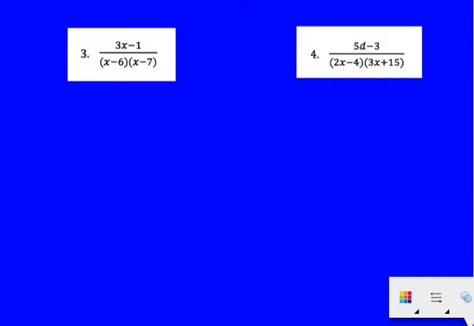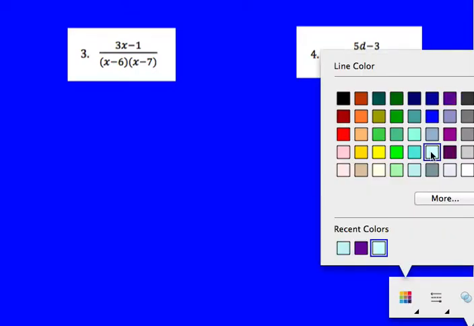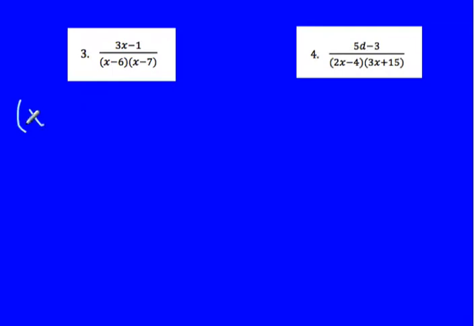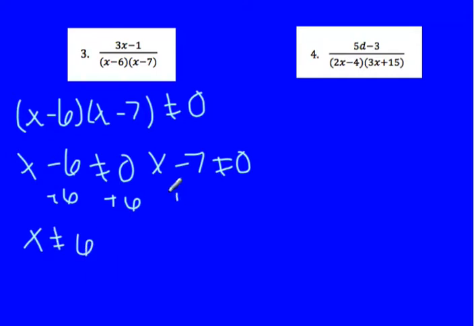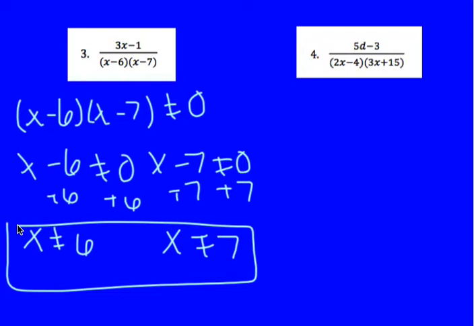Taking a look at number 3, so we see that we have 2 factors on the bottom, which really we're going to be doing the same thing. So what we're saying is, okay, x minus 6 and x minus 7 cannot be equal to 0. So that means that x minus 6 cannot be equal to 0, as well as x minus 7 cannot be equal to 0, and we're going to solve each of those equations. So we're going to go ahead and add 6 to both sides, and I'm saying, okay, x cannot be equal to 6. Here, we're going to go ahead and add 7 to both sides, and we're saying, okay, x cannot be equal to 7. So these two are each of my excluded values for number 3. So I do need to have both.